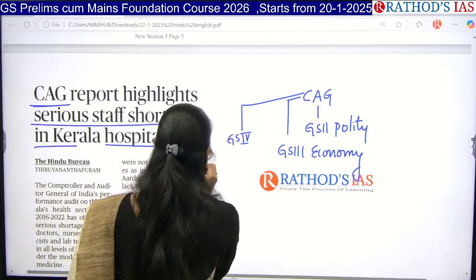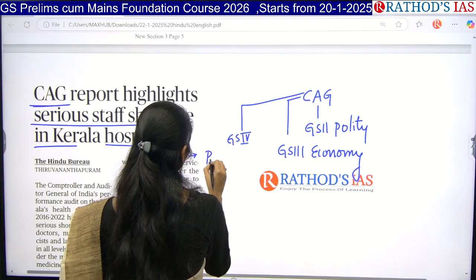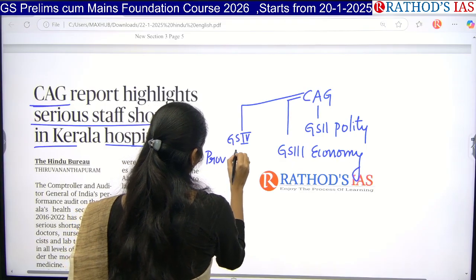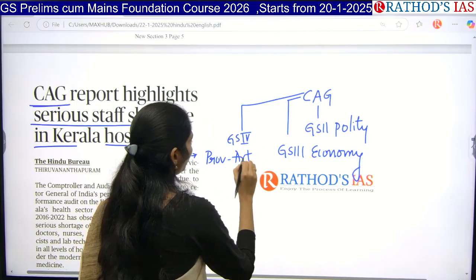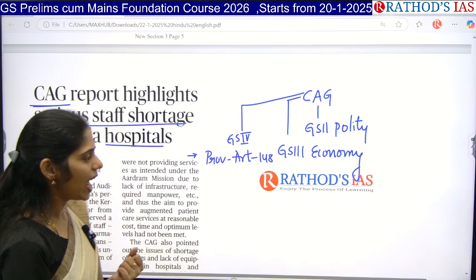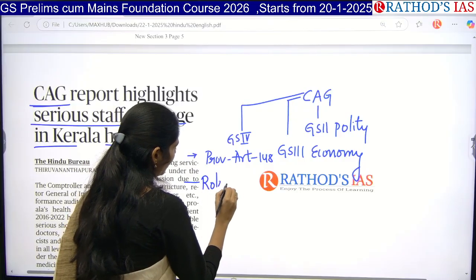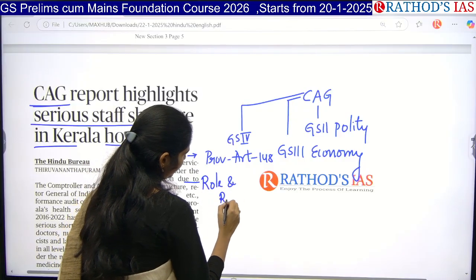So what are the points you have to see? You have to see the constitutional provisions, that is, the articles in our constitution that talk about this CAG. That is Article 148. And next you have to see the role of the CAG, its role and responsibilities.